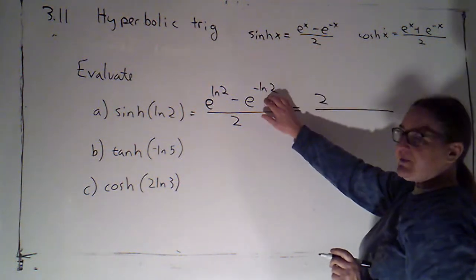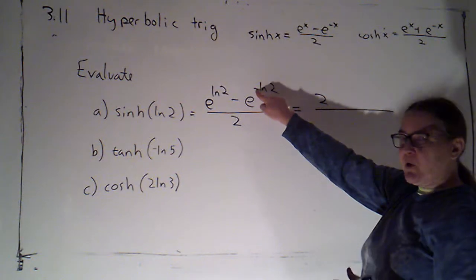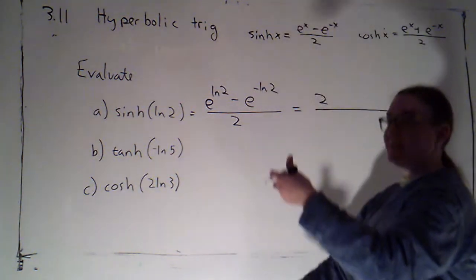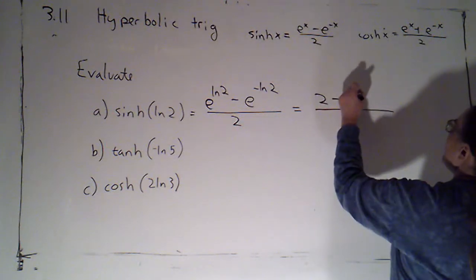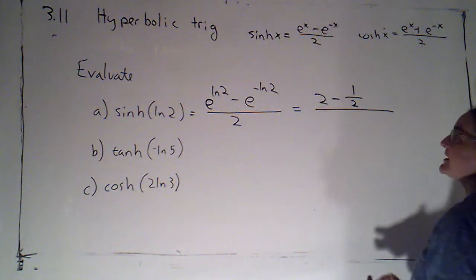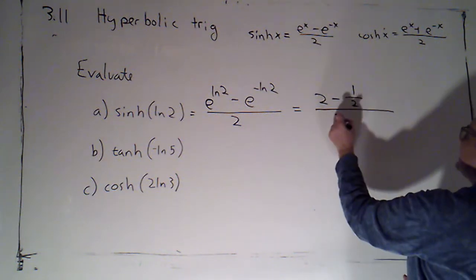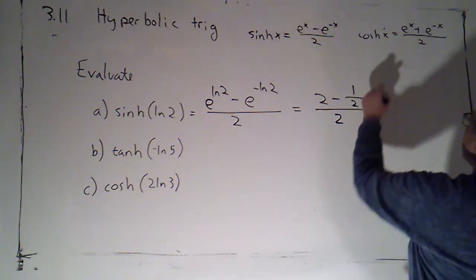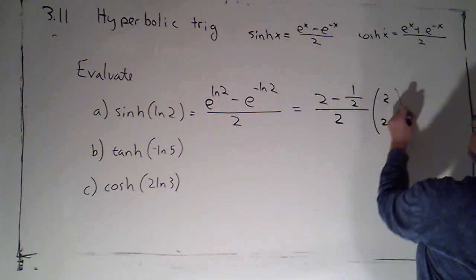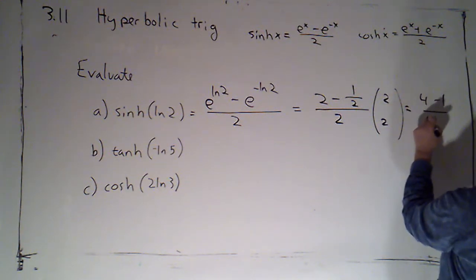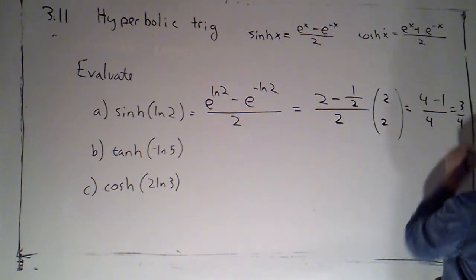I just have to be careful here. A negative exponent does not make the result negative. It gives me the reciprocal. So this will be the reciprocal of e to the natural log of 2. So that's the reciprocal of 2 over 2. Now, that's a complex fraction. I'm just going to multiply top and bottom by 2. So when I do that, I get 4 minus 1 over 4. We get 3/4.